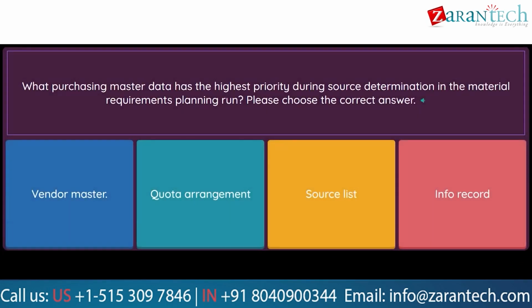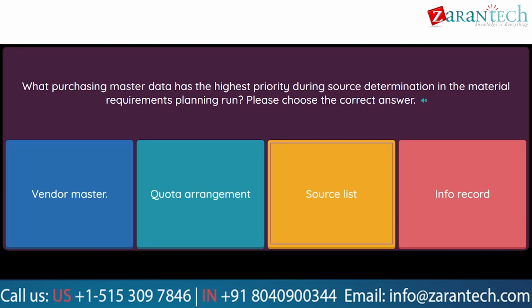Question: what purchasing master data has the highest priority during source determination in the material requirements planning run? Please choose the correct answer. Option 1: vendor master. Option 2: quota arrangement. Option 3: source list. Option 4: info record.